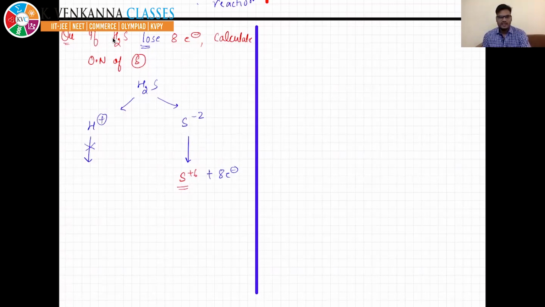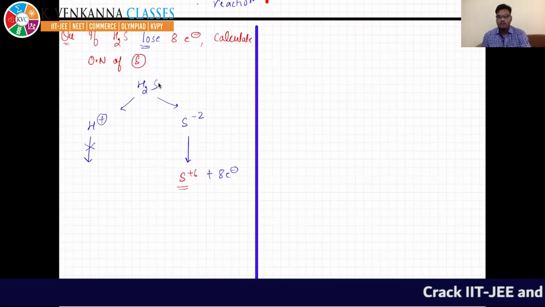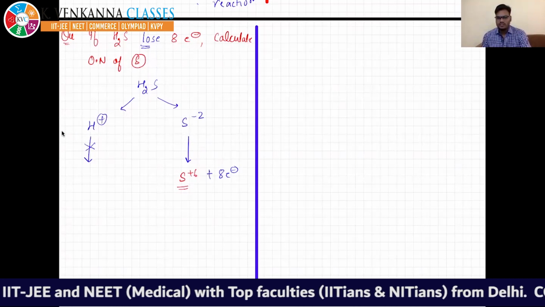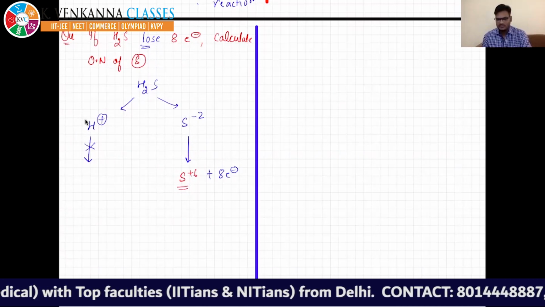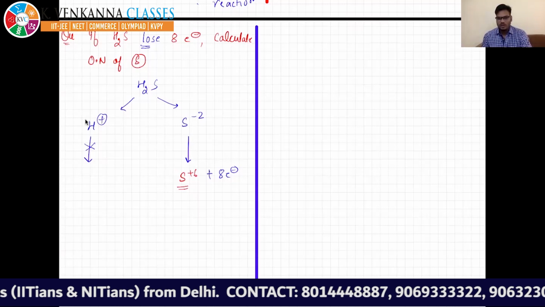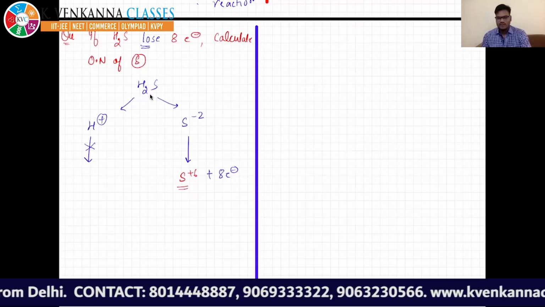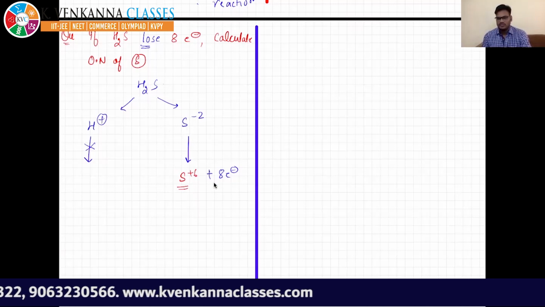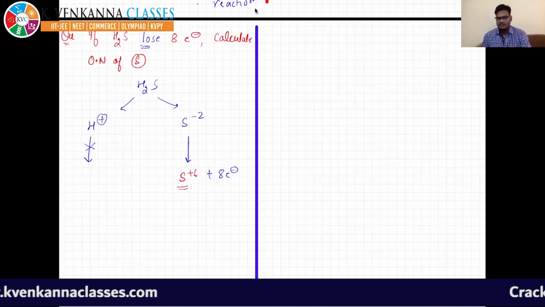If it is written that H2S loses 8 electrons, then there might be a case that hydrogen or sulfur, which of the two is losing the electrons? We are very sure that hydrogen cannot lose any electron because it is not having any electron. It is already with 0 electrons, H plus. Sulfur, the other candidate, has to lose electrons. So here logic comes, right?